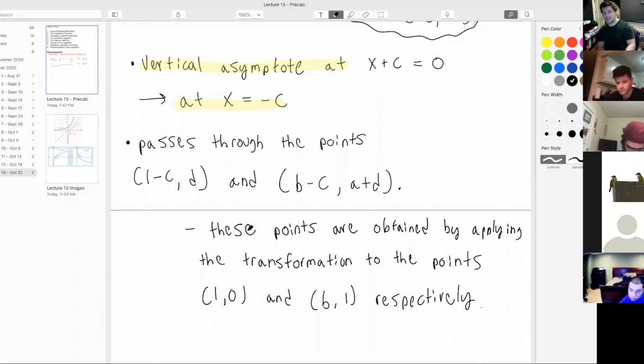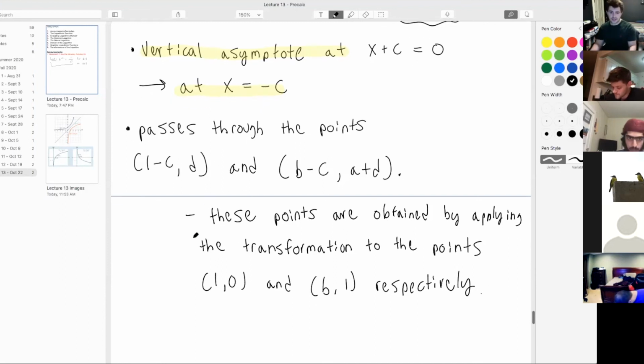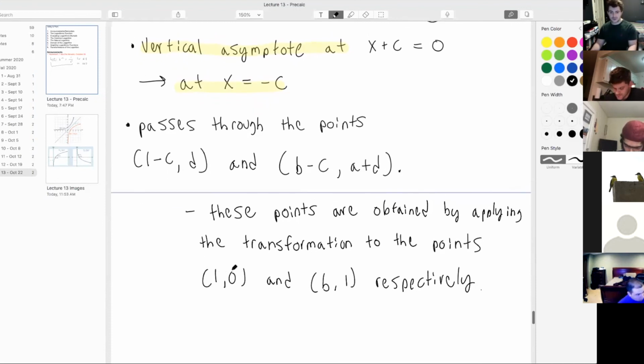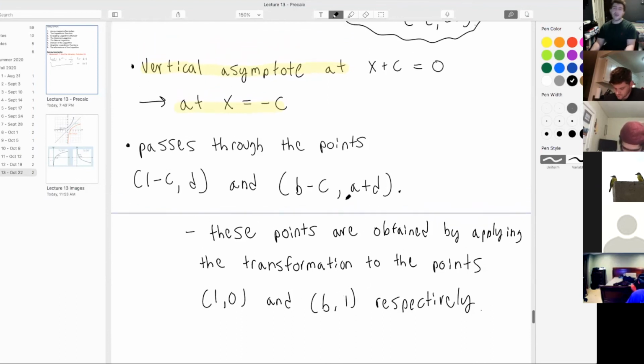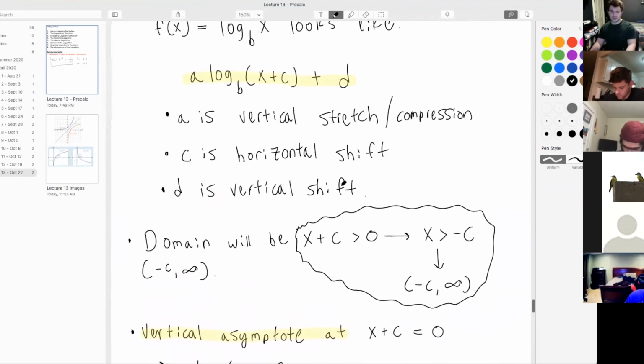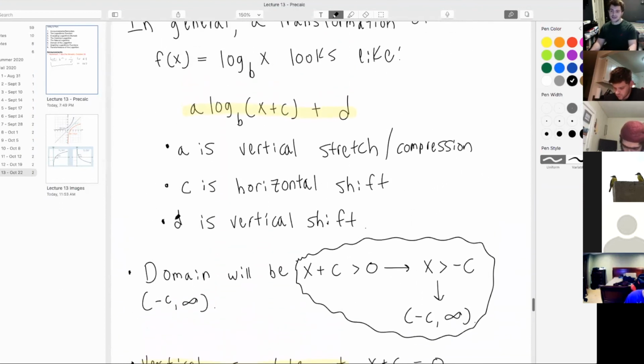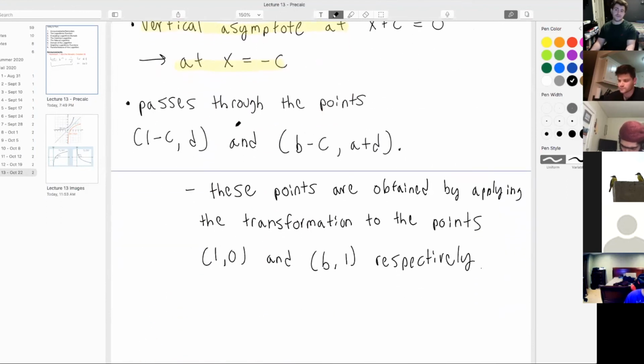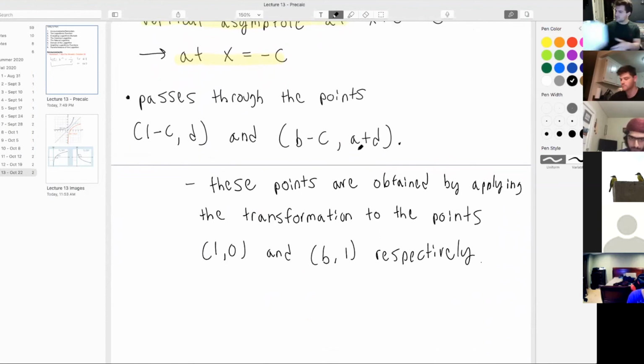I'm just explaining how I got these points. I'm not pulling them out of thin air. There is a method to how I got them. I applied transformations to (1, 0), and I got this point. I applied the transformations to (b, 1), and I got this point. But the transformation I applied was a general one in terms of a, c, and d, and that's why the points are expressions of a, c, and d. We're going to do a concrete example of this, and it will come to life. All right, any questions?